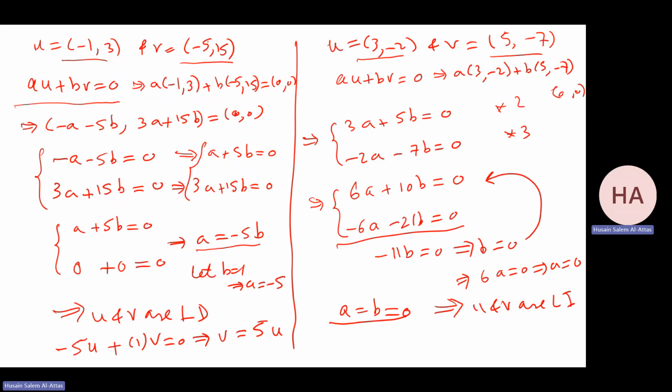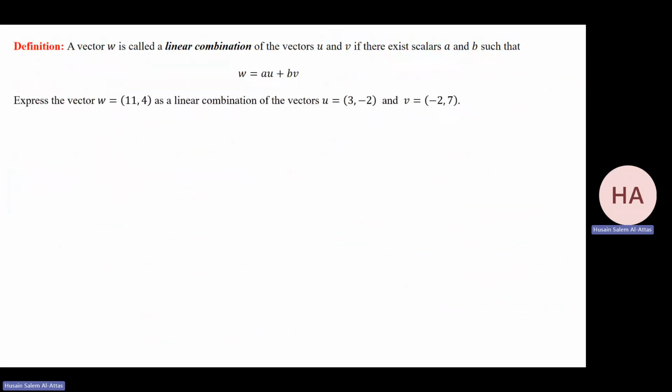Now the other thing we need to figure out. Sometimes I want to write a vector as a linear combination of two vectors or 3 vectors or 4 vectors. What's the meaning of that? We say a vector W is called a linear combination. Don't forget, we are always concerned about 2 operations: addition and scalar multiplication. We're not concerned about product, quotient, all of these things. We are concerned only about these 2 operations: addition and scalar multiplication times the constant. These are the 2 most important operations.